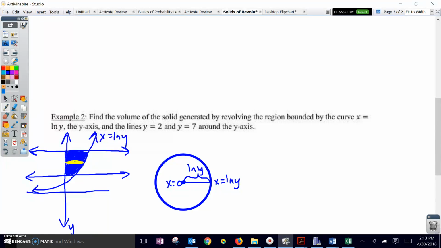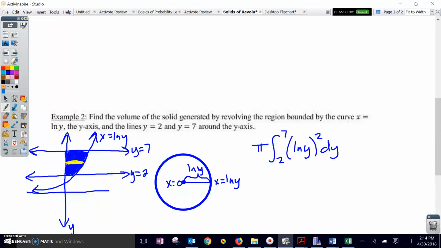And again, we're going to use that formula, pi r squared h, for the volume of one of the slices that comes out of this solid. And in this case, since we're going with respect to the y-axis, the thickness is going to be dy instead of dx. And so we're just going to go ahead and set up our integral. We're going from y equals 2 to y equals 7. So we'll bring the pi out in front, have the integral from 2 to 7 of the radius, which is natural log of y, quantity squared, with respect to y.